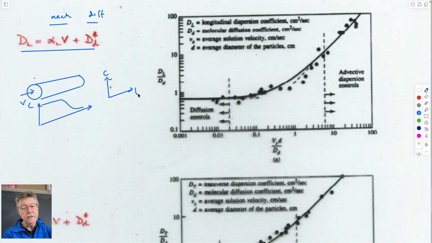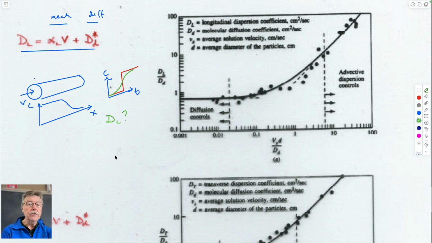So this is concentration, this is time, this is location. And so this is the breakthrough curve, or it could be this. So intrinsically, whether you get the red or the green says something about the value of DL, right? If it's green, then DL is large. If it's red, DL is 0.